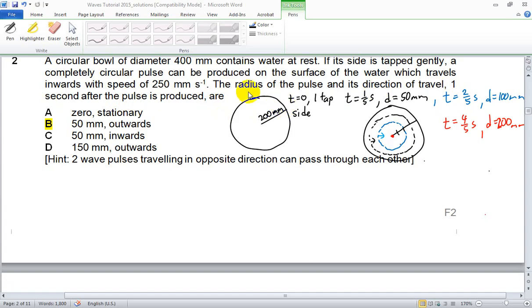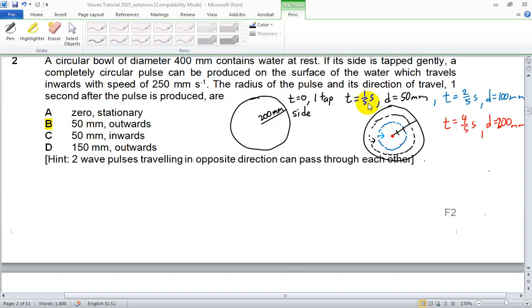Okay, so we have a circular bowl, diameter 400 millimeters. This means the radius is 200 millimeters. At time t equals 0, I tap the side, so I knock the side like that. What I would expect is a pulse is produced at the surface and it's moving towards the center. Right, so at t equals 1/5 of a second, where is this pulse?